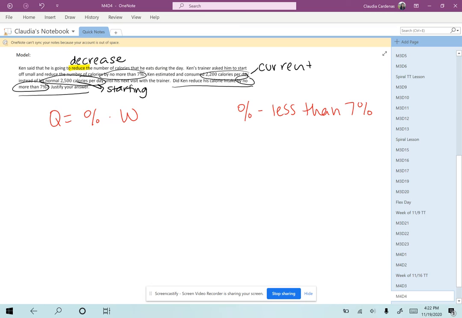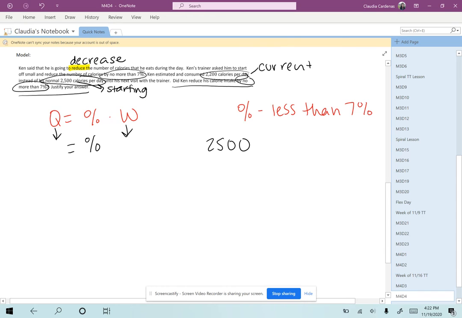Well, since we want to know the percent of his decrease, we need to know how much the decrease was in order to know the specific part the percent represents. So we know that the percent is going to be what's missing. So we need to find the quantity and the whole amount that we're going to compare to see the percent decrease. So if Ken consumed 2,200 calories per day instead of 2,500, what amount did he reduce his calories by?